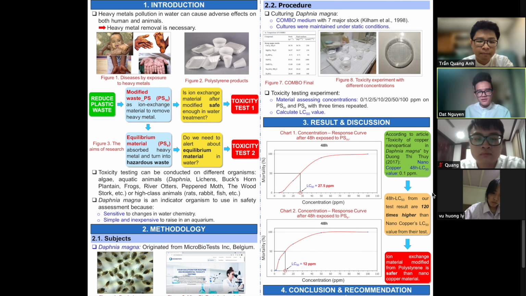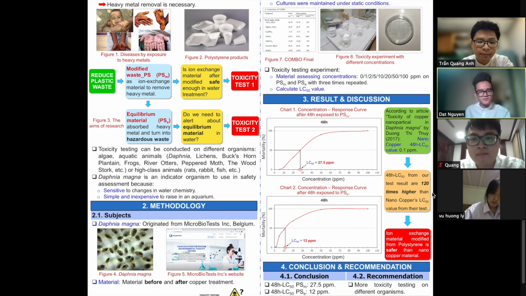Toxicity tests are commonly conducted on different organisms, but in this study, we conducted them on Daphnia magna. Daphnia magna is an excellent organism to use in safety assessment because they are sensitive to changes in water chemistry and are simple and inexpensive to raise in an aquarium.